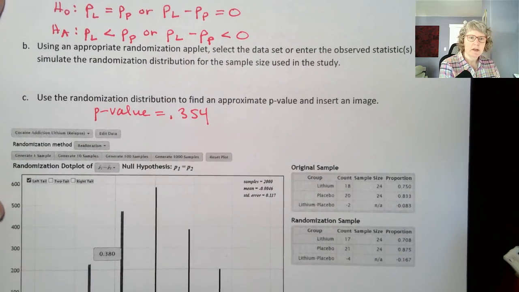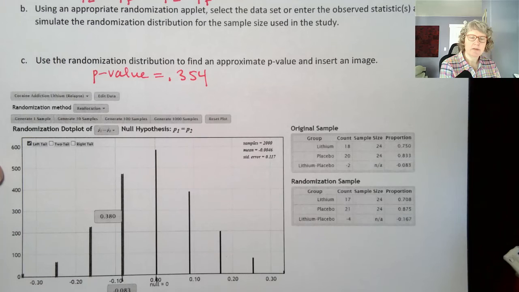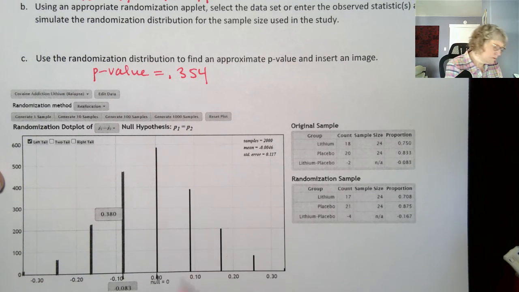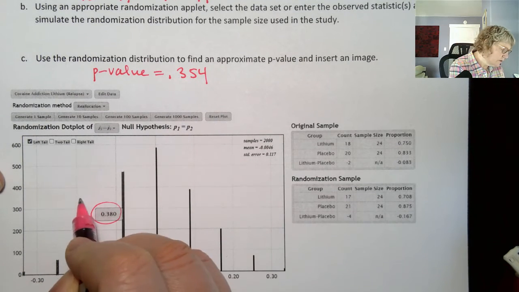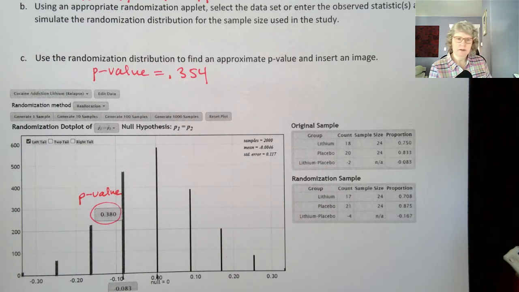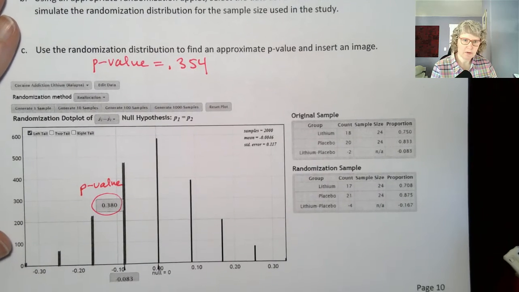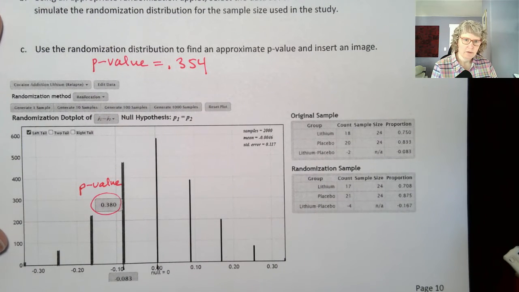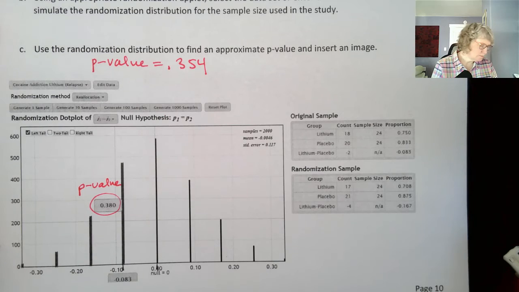Let's see if it came out any different the other time. Okay, the other time was 0.380, so pretty close. And both not significant at all, right? Both very much in favor of the null.